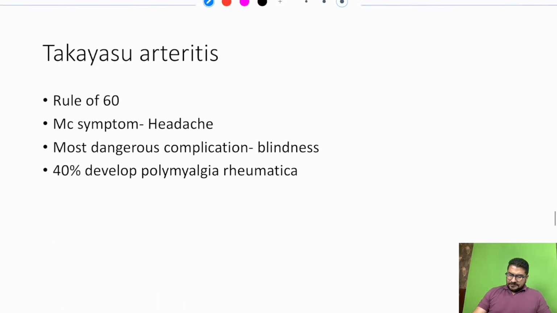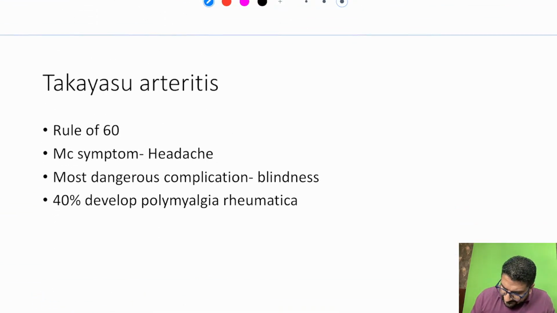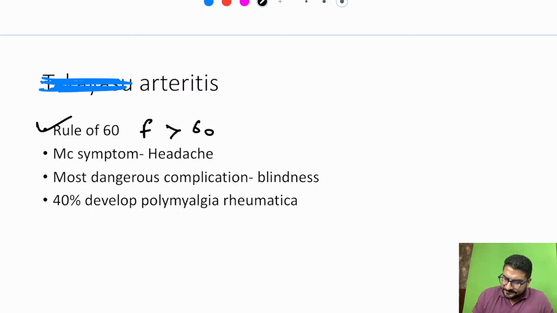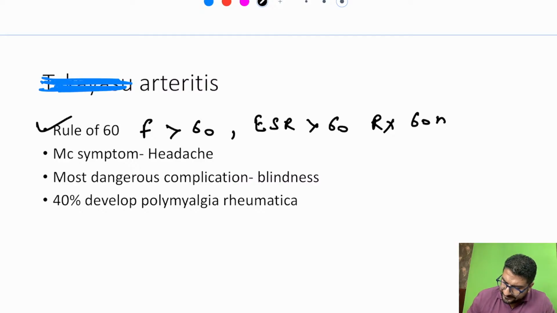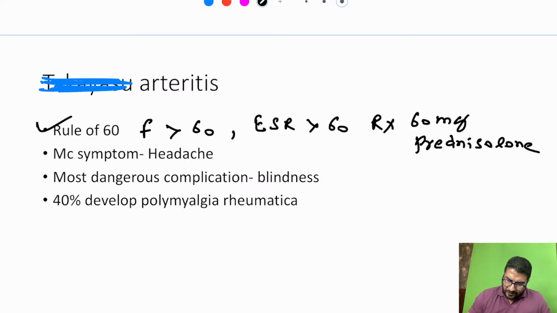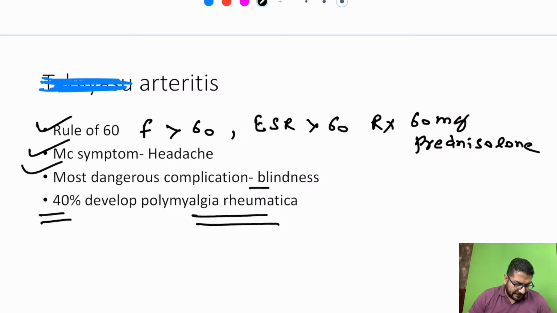Okay, now coming to this same, this is about temporal arteritis. You can remember temporal by the mnemonic rule of 60. Rule of 60 means it is seen in females above 60. The patient's ESR will be more than 60. And in treatment what we give? In treatment we give 60 milligram prednisolone. Most common symptom will be headache, most dangerous is blindness, and I told you close to 40% of patients will develop polymyalgia rheumatica.